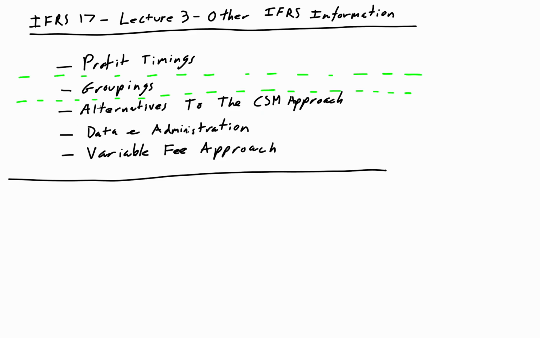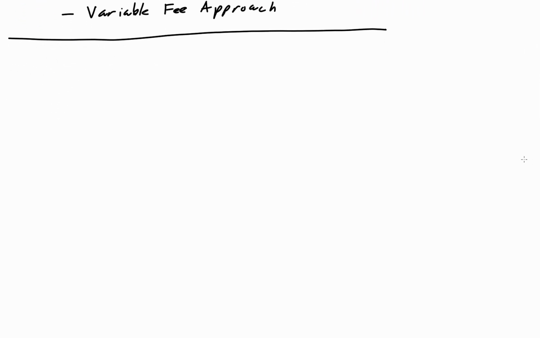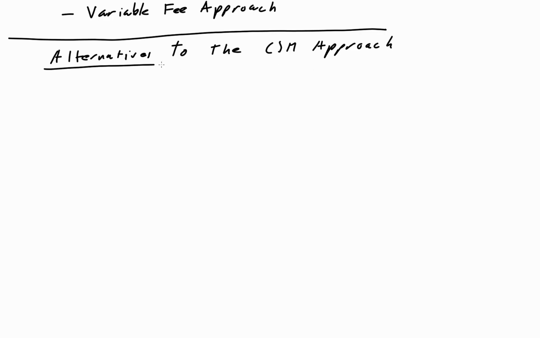So in this video, we're going to move on to yet another new subject. We're going to talk about alternatives to the CSM approach. We might also include the data and administration, but I think we might just do this kind of first section. So let's kick off with that, give ourselves some space, and we're going to cover alternatives to the CSM approach.